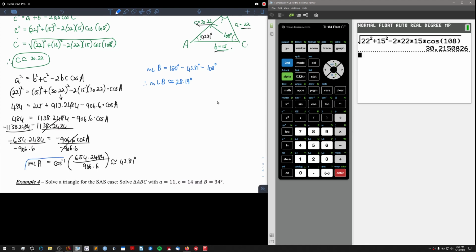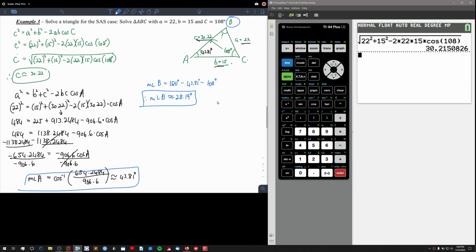Okay, so box this answer, there's that one. On your picture, write 28.19 degrees, and you got it.